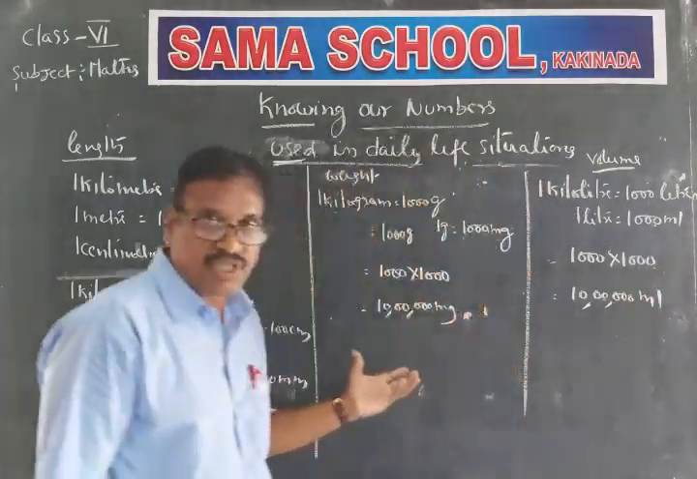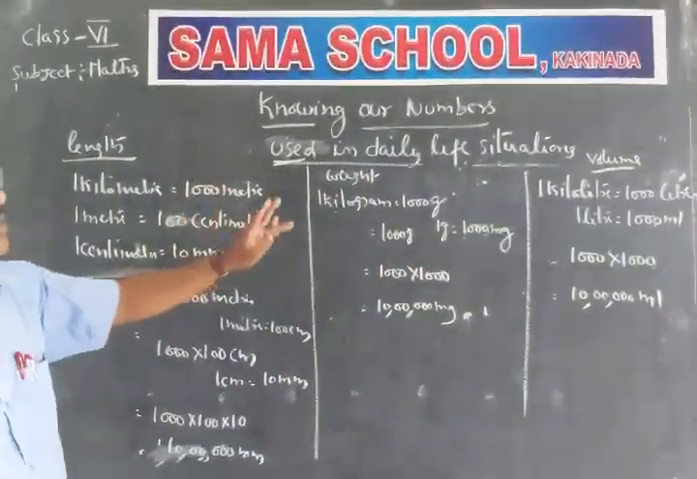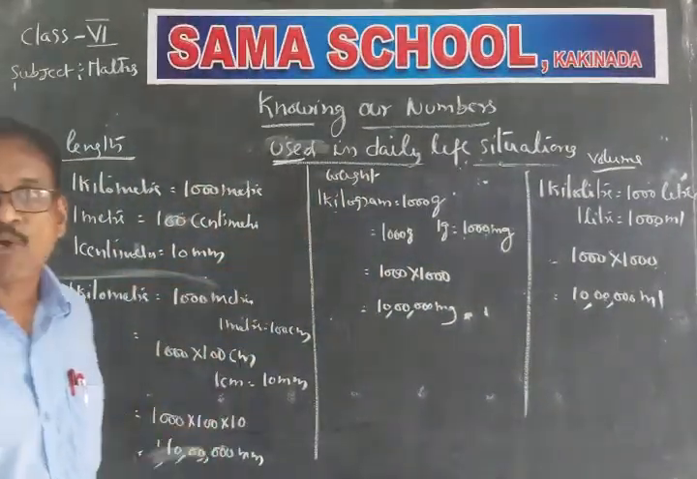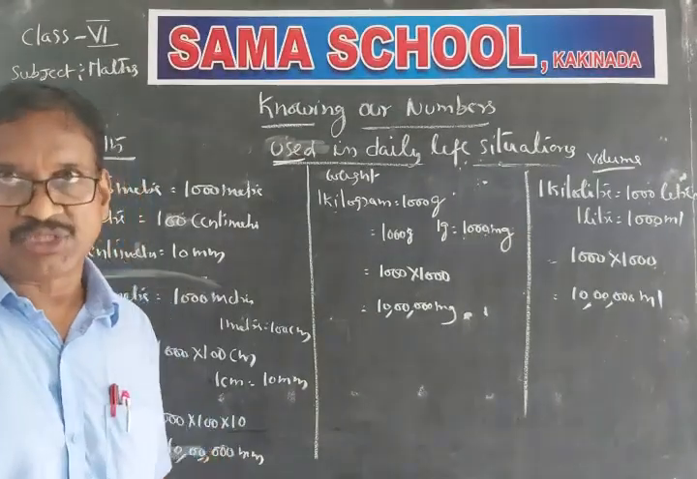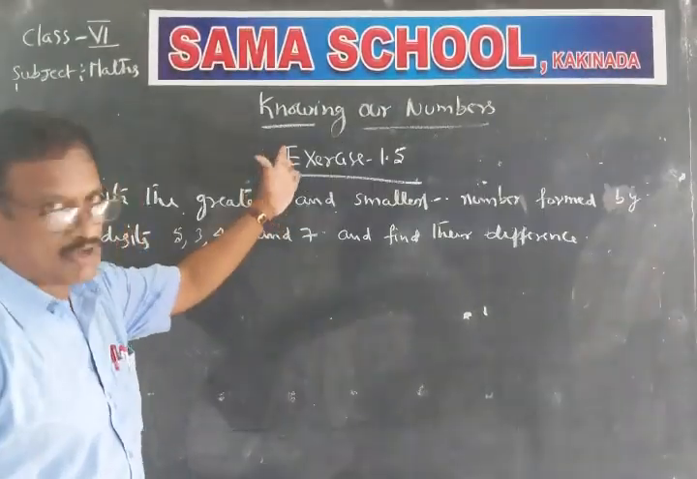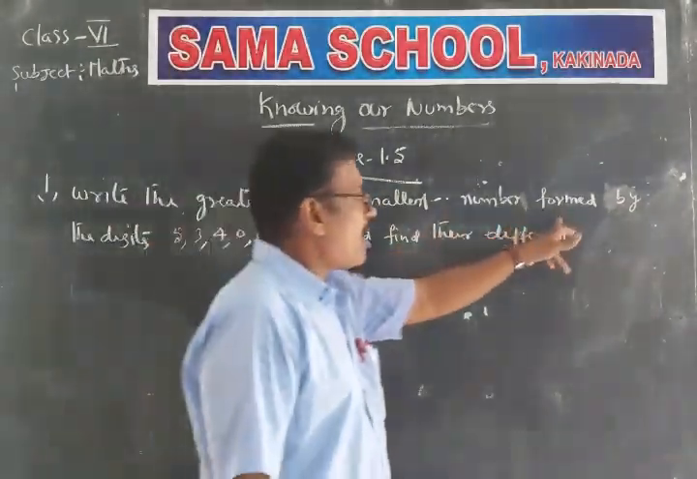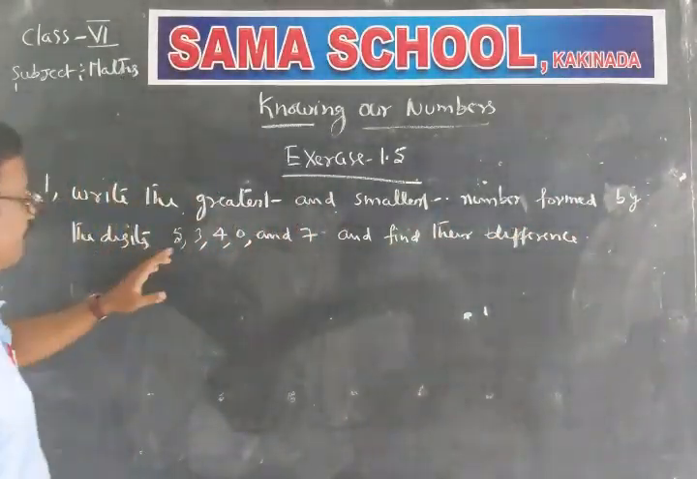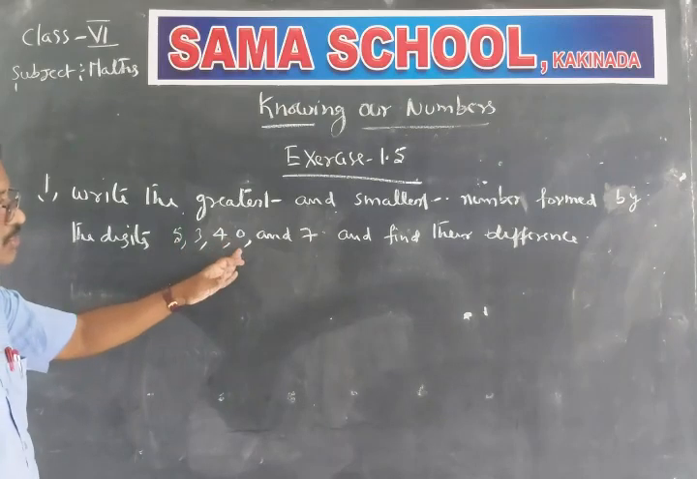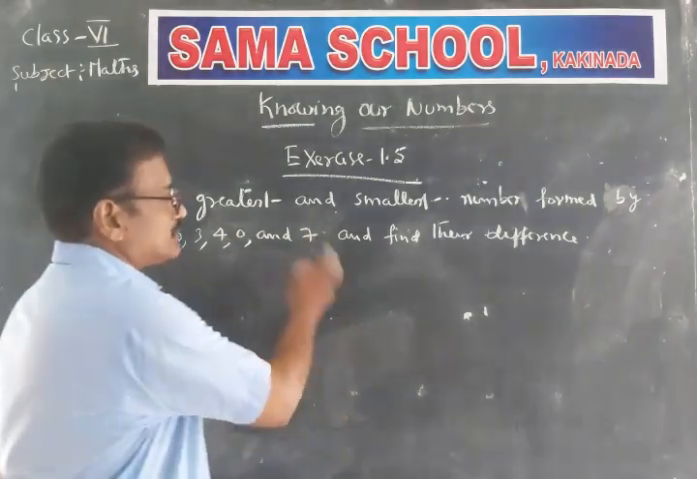This is the measurement of length, weight and volume. Now I am going to explain exercise 1.5, the first sum. Write the greatest and smallest number formed by the digits 5, 3, 4, 0 and 7, and find the difference between both numbers.